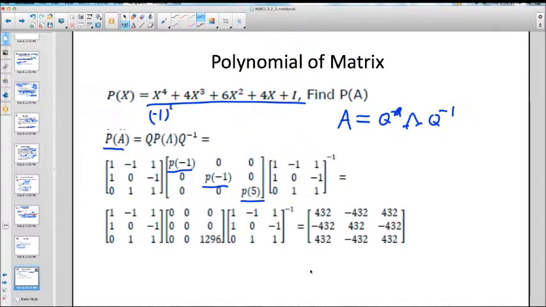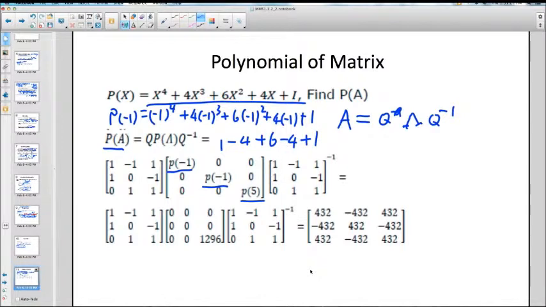P of negative 1 is 1 minus 4 plus 6 minus 4 plus 1. What is that? 8 minus 8 is 0. So it's going to be 0 here, 0 here. And the last one, P of 5, is 1296. That is a very easy calculation. You just evaluate 3 polynomials and then multiply by Q inverse, and you get your result.